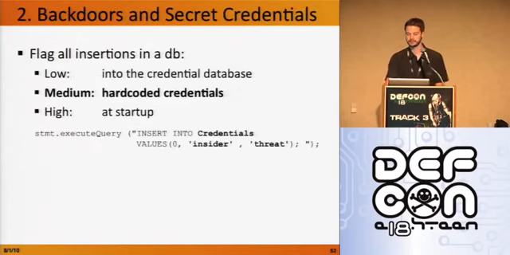Backdoors and secret credentials. The way we flag stuff goes as follows. We flag insertions in the database. If you insert something in the credential database, it's a low issue because there are good reasons to insert new credentials in the database. If you insert something in the credential database and it's a hard-coded credential, well, that's pretty suspicious and that's at least a medium issue. If you insert in the credential database a hard-coded credential and you do that at startup, which means that these credentials will always be there and you can always use them, well, then it's definitely a high issue. And that's a perfect way to secure yourself access to the machine.